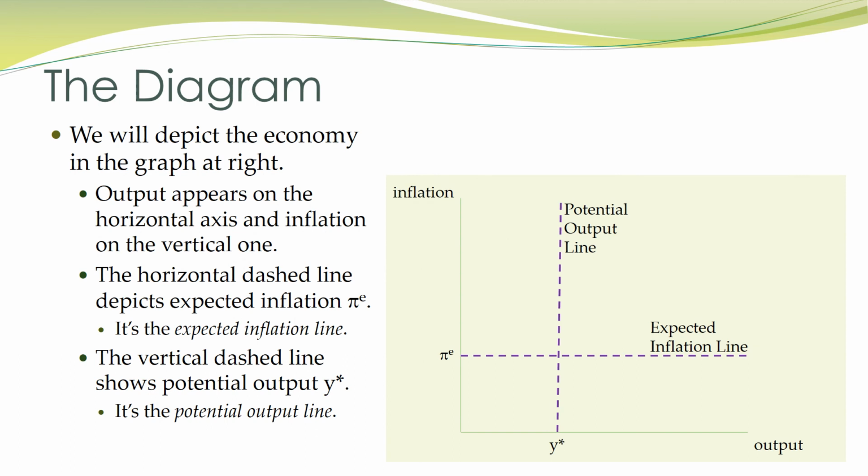To depict the economy, we will use the diagram that appears on the right. Output Y appears on the horizontal axis and inflation π appears on the vertical axis. The horizontal dashed line is the line at which actual inflation π equals expected inflation π^e. We will call this line the expected inflation line. The vertical dashed line is the line at which output Y equals potential output Y*. We will call this line the potential output line.